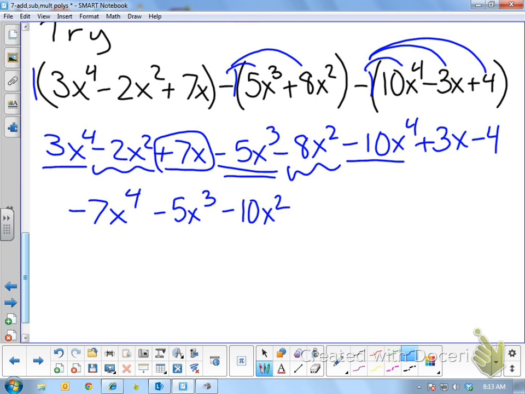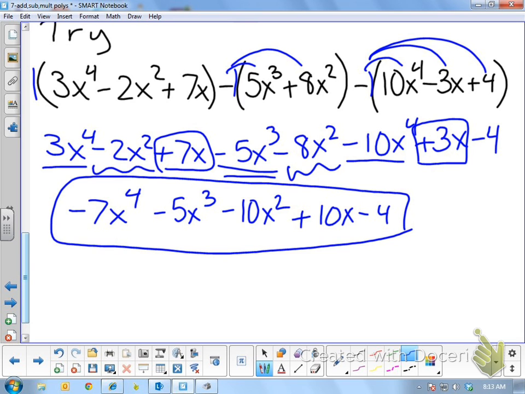7x and 3x, add those together, we get 10x. And then again, negative 4 has nothing to combine with, so we just write it down. And again, if you put these in a different order, that's okay, I'm not going to mark it wrong. I might make mistakes on your homework and cross it out and then scribble out my cross out, because this is the order I'm used to looking for. But they will not technically be wrong if you don't put it in this order.